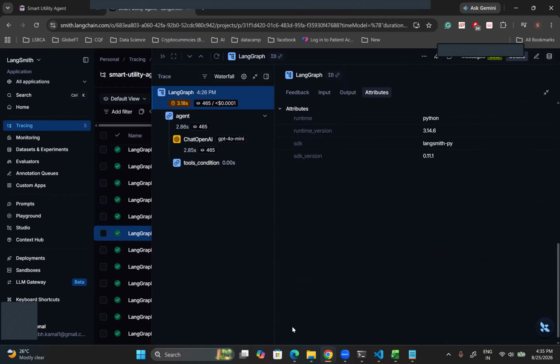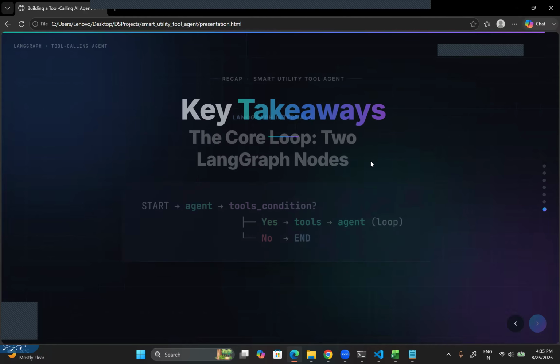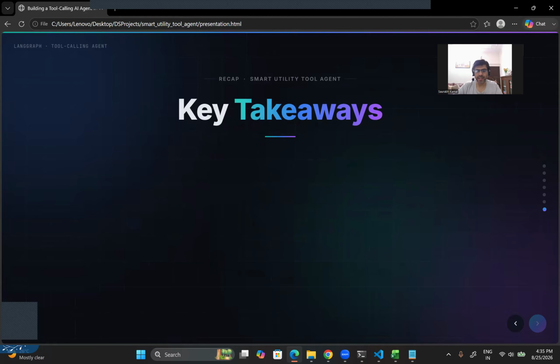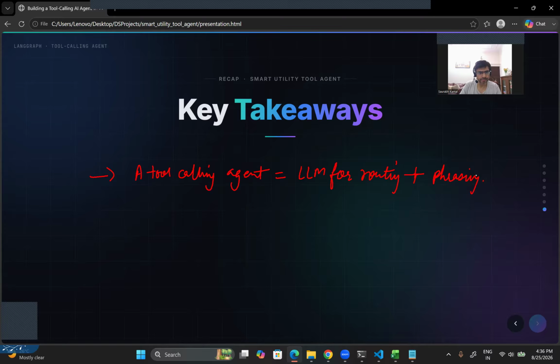So what are the key takeaways from here? What did we learn today? First, a tool calling agent is equal to LLM for routing plus phrasing.